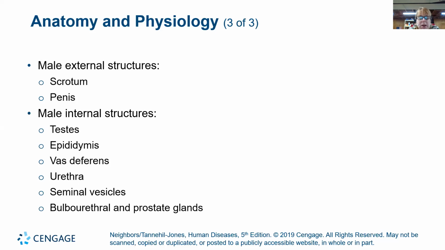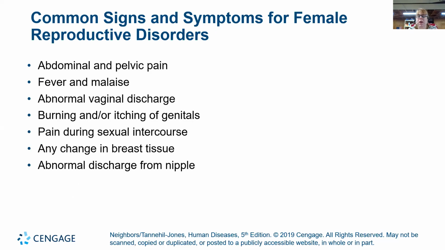The male structures, the ones you can see, of course, are the scrotum and the penis. But there is quite a bit of intricate internal structure going on in the male anatomy, and it includes the testes, the epididymis, the vas deferens, the urethra, the seminal vesicles, and the bulbourethral and prostate glands. So we kind of switch back and forth between male and female at the first part of this, and then we will get into more specific diseases for each of the sexes.